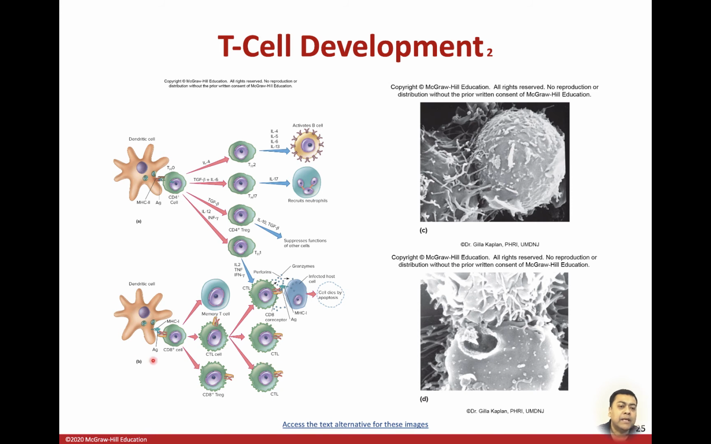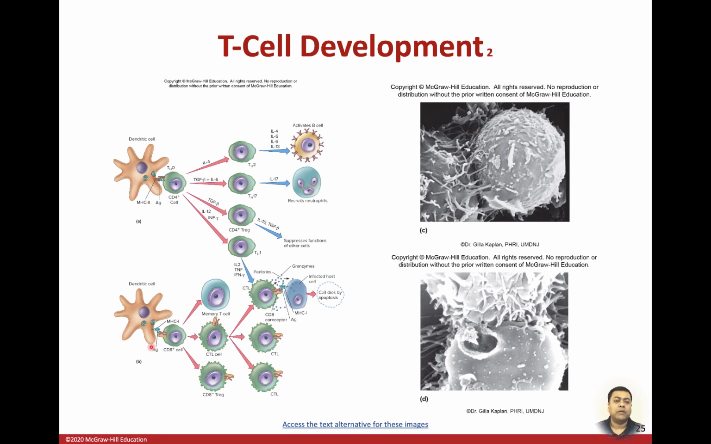Let's see what happens if a dendritic cell is presenting the antigen with an MHC class 1. We saw the activation by MHC class 2. See what happens with MHC 1. Now, MHC 1 activates the CD8 or cytotoxic T cells. It can convert into memory T cells, into cytotoxic T cells, or into cytotoxic regulatory T cells. So this cytotoxic T cell can again differentiate, or it will make its own clone to attack the cells.